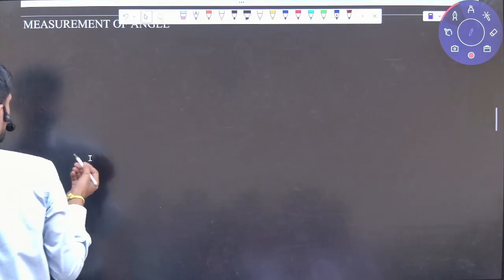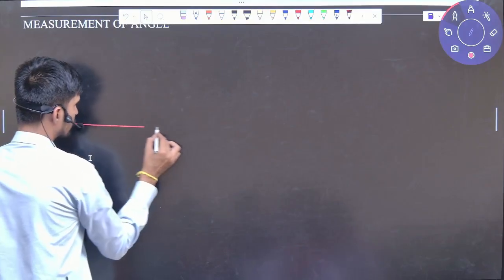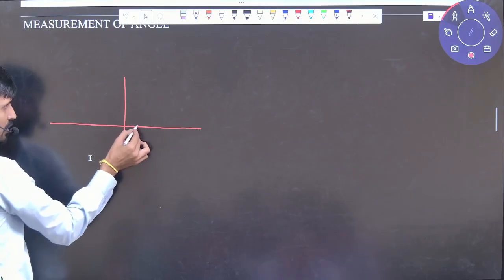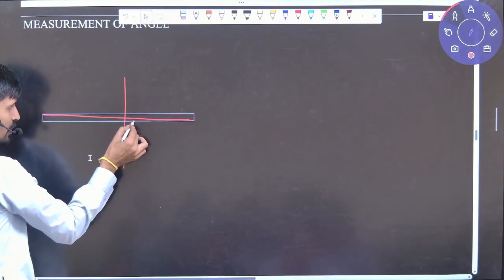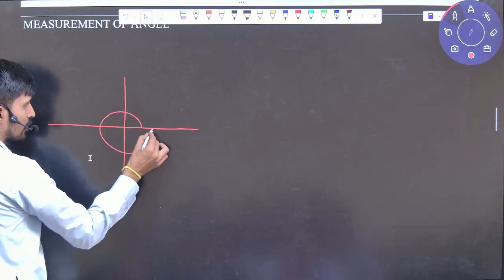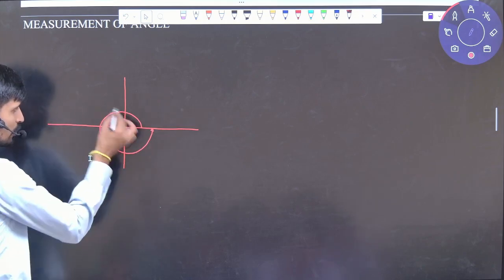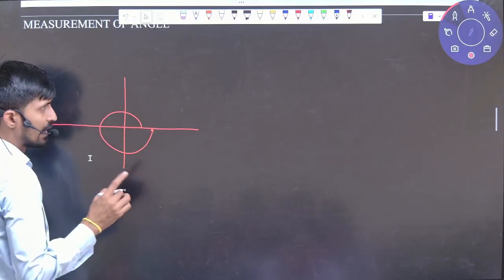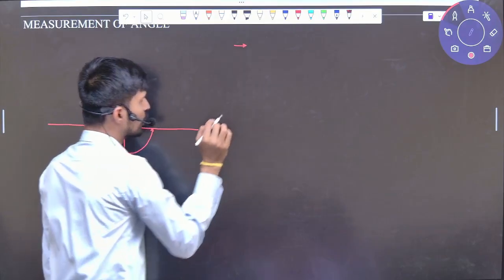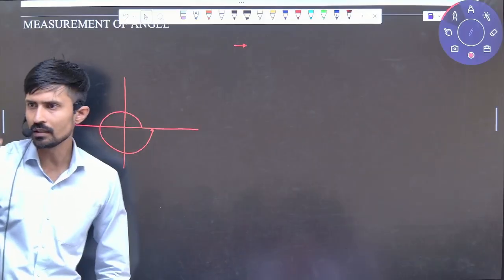Measurement of angle, first thing. This is your x-axis and this is your y-axis. From here we start, and when we complete, this is known as a complete angle, yes or no? And how much angle does it measure? 360 degree. So you are going to learn measurement of angle, okay?